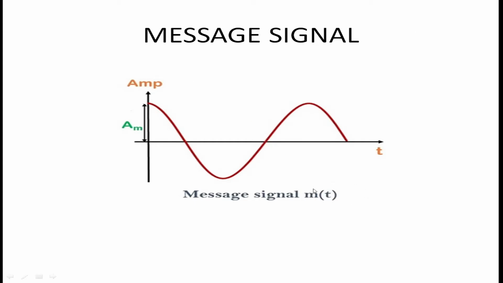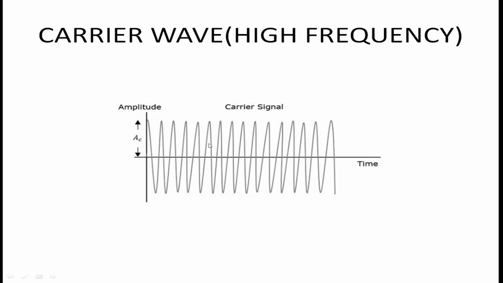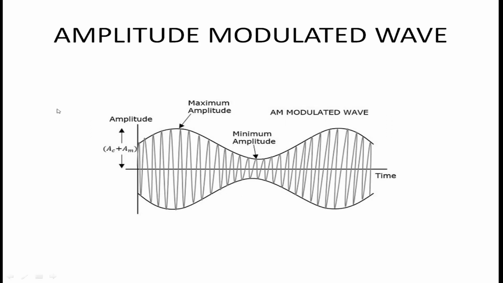The message signal is represented by m of t, and it looks like this. The carrier wave is nothing but a high frequency wave, and it is represented by Ac of t. After modulation the wave becomes like this. So the amplitude modulated wave looks like this.